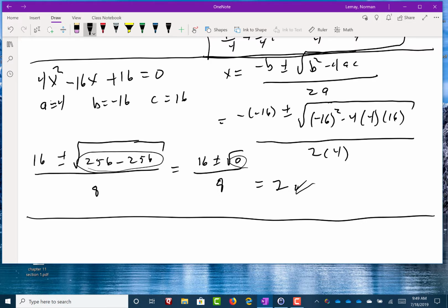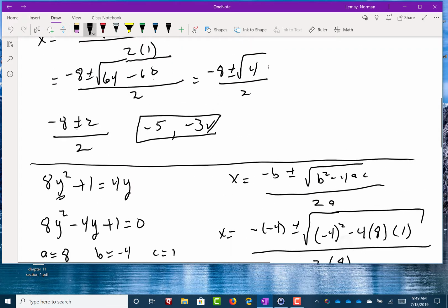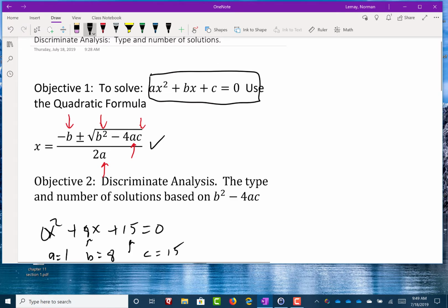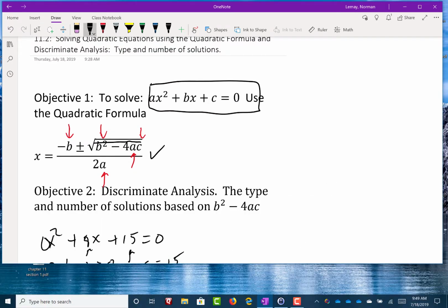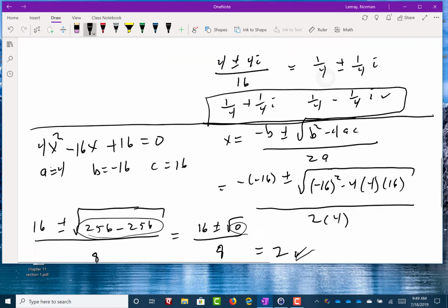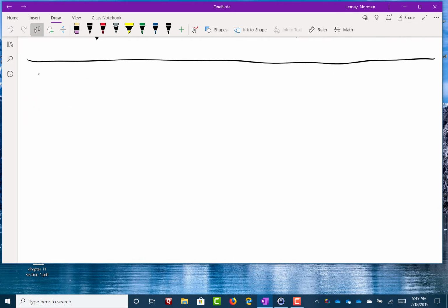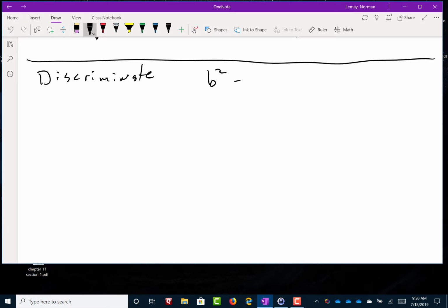So this is always going to be the case. It's all conditioned upon this thing underneath the square root, that is this thing right here. That thing has a special name. We call that the discriminant. So the discriminant is b squared minus 4ac.